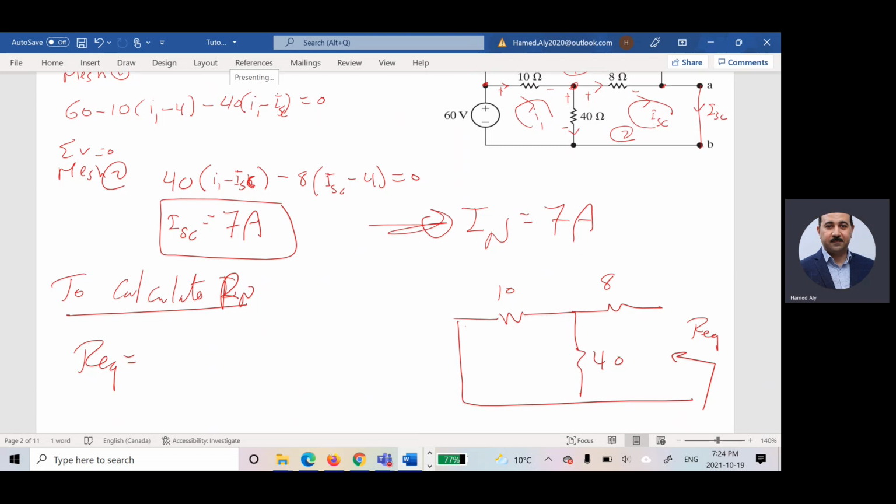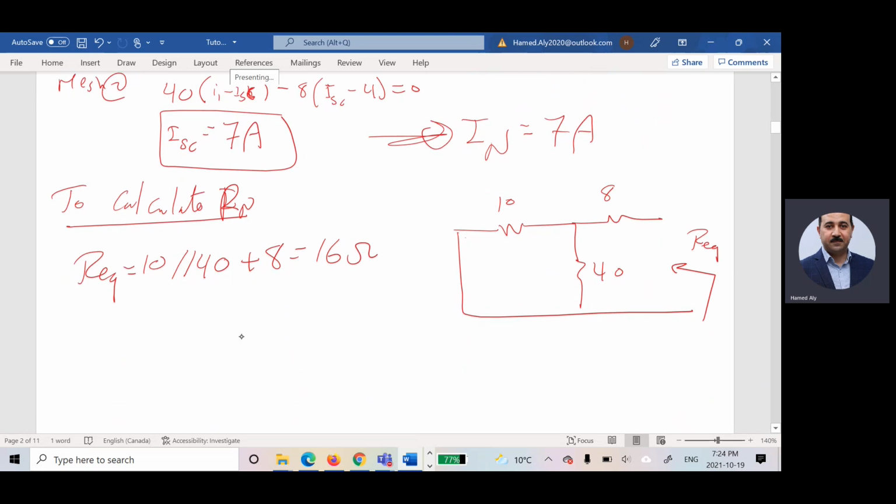R equivalent equals what? These two are connected in the overall with 8 in. So I can say 10 in parallel with 40, and the overall is in series with 8. This guy will be equal to 16 ohms. And this will be Norton equivalent. This guy will represent I Norton, which is 7 amps. And this guy is representing 16 ohms, and this is point A, and this is point B. This is Norton equivalent.